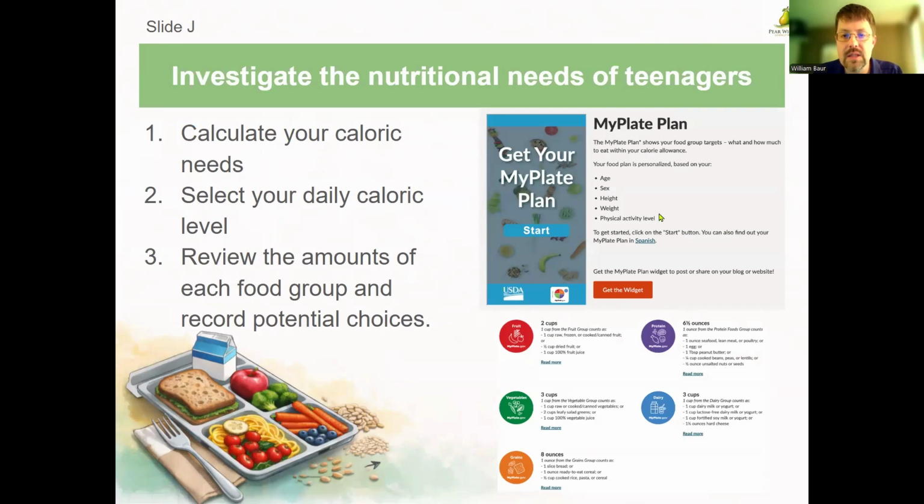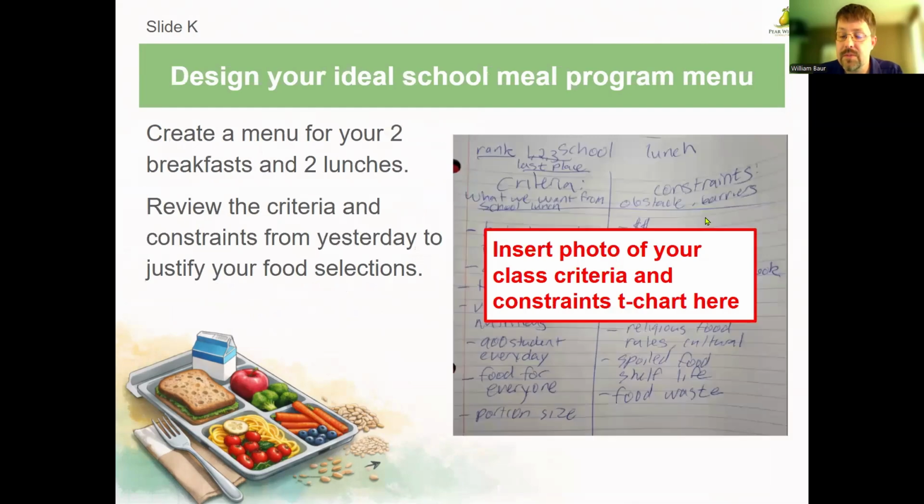Another part of this investigation is for students to think about how their age, gender, height, weight, and physical activity determine their caloric intake, and what foods they should be eating to meet their calorie needs. They'll use this information to start building their initial model, their initial ideal school menu. And we'll review that with the criteria and constraints that we generated the day before.